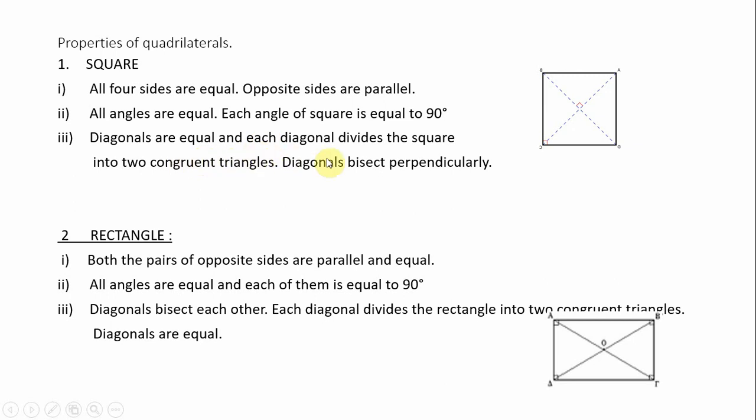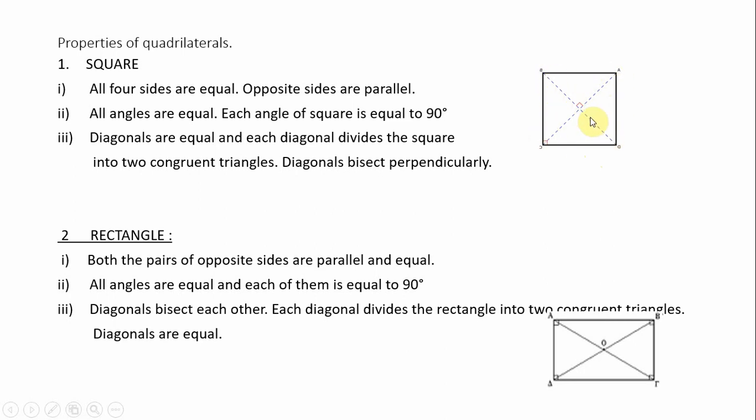Now diagonals are equal, and each diagonal divides the square into 2 congruent triangles. See, what is meant by a diagonal? This is a line segment joining these 2 opposite vertices, called a diagonal. So this is one diagonal and this is another diagonal, right? So here in the quadrilateral square, these 2 are the diagonals, and the diagonals are equal, and each divides the square into 2 congruent triangles. What are the 2 congruent triangles? This is one triangle, and this is the other triangle. So this line segment, which we call a diagonal, divides the total figure into 2 congruent triangles.